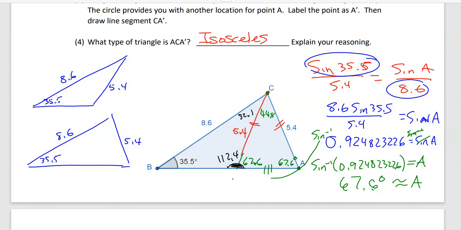So we have 5.4, 8.6, followed by the 35.5 degree angle. So going this direction, we're showing side-side angle. It's actually the short side, long side, angle. And we have both cases here. So when you do this problem, it's going to give you the 67.6 degree angle here. What it's not going to give you is the 112.4 degree angle here.